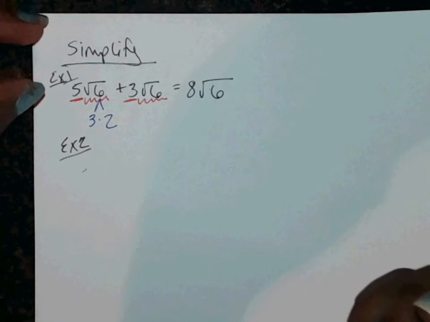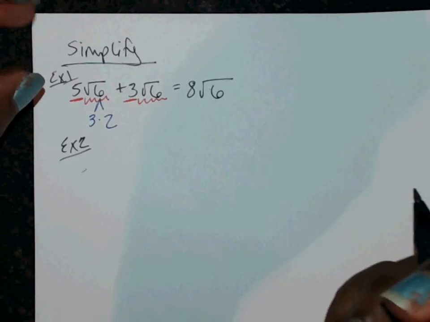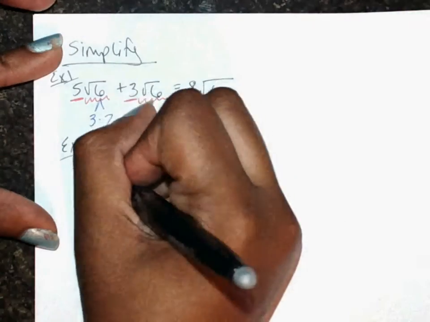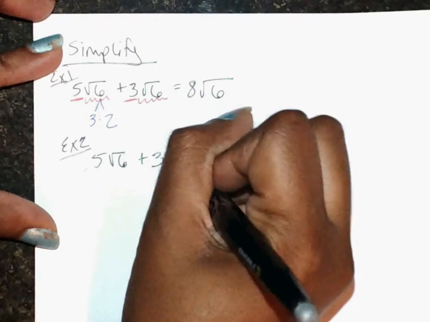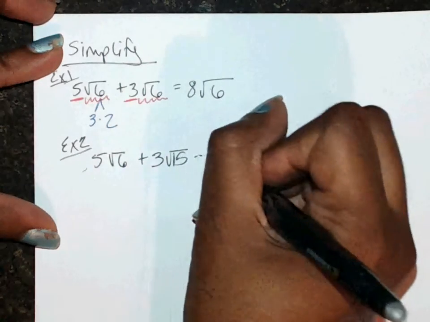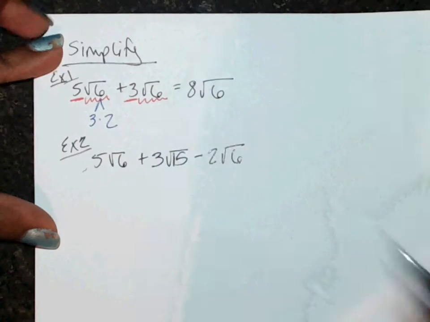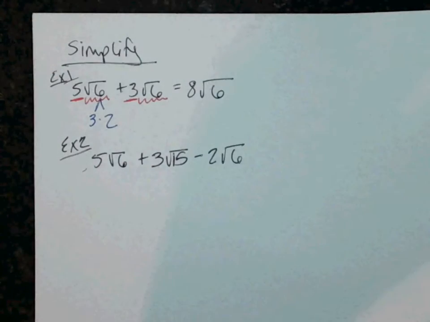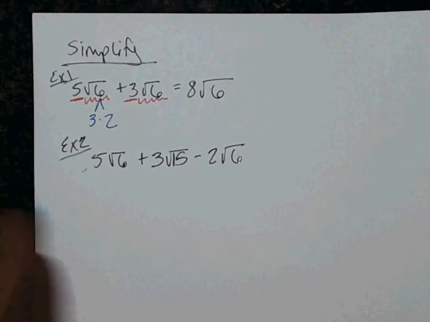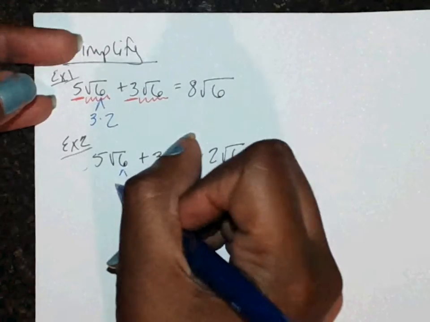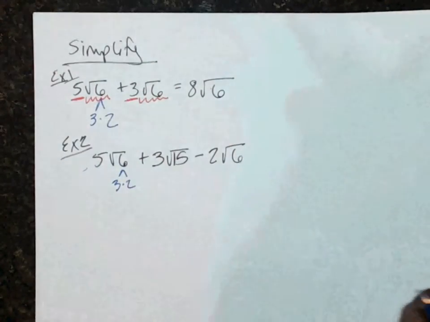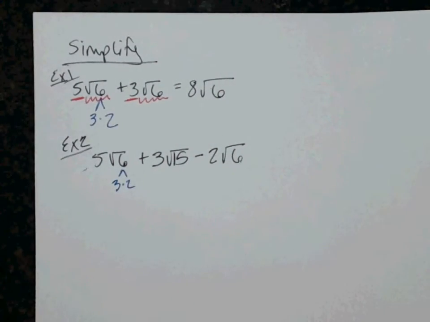Let's say I have 5 square root of 6 plus 3 square root of 15 minus 2 square root of 6. Yes, I can give you as many as I want. The first thing you do is you try to see if you can simplify the radicals. 6, we already know. It's 3 times 2. You cannot make it any simpler than that. There are no marriages. There's nothing you can do to simplify it.